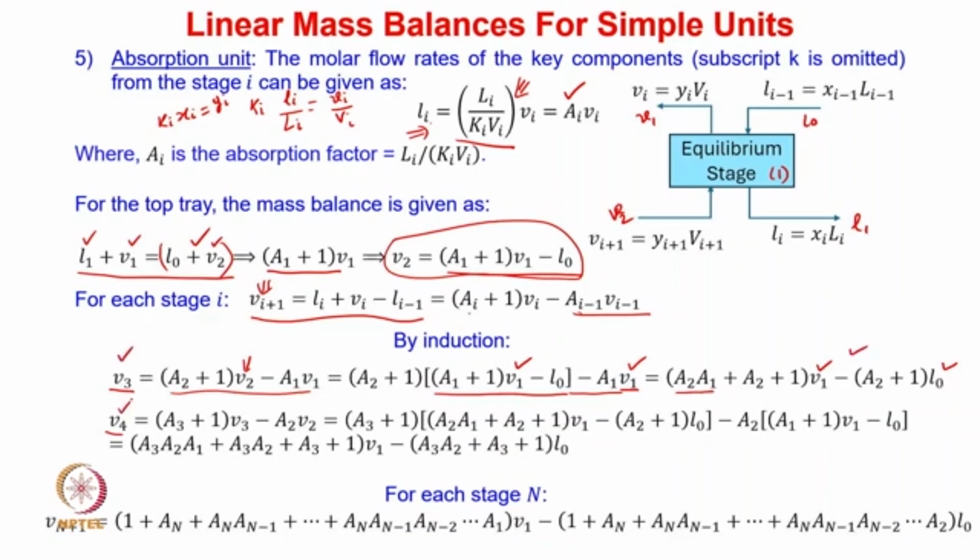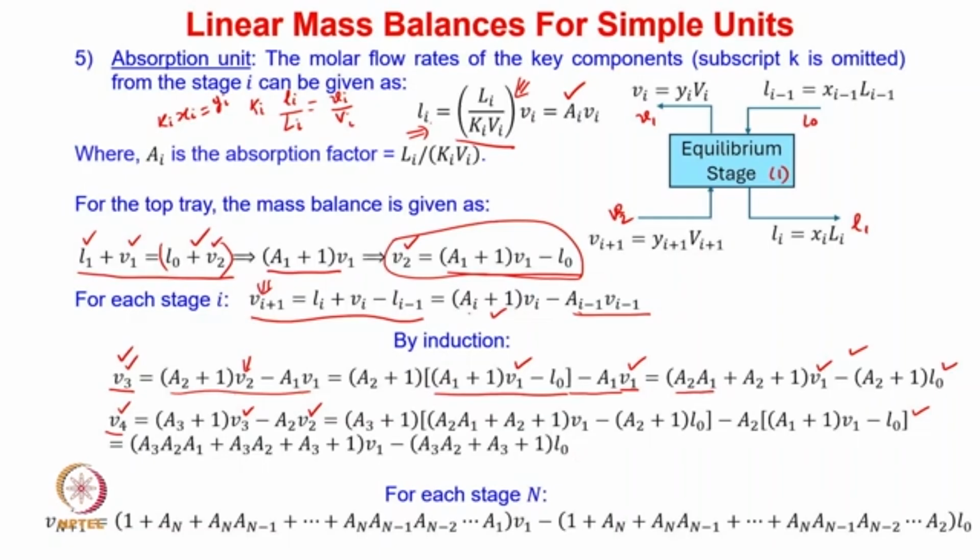Similarly we can write down for V4, again the expression from the starting expression. So that will be A3 plus 1 into V3 minus A2 into V2. Now this V3 we can replace by the V3 which we have obtained here, and this V2 we can replace by this V2. So we can put those here, and further simplifying what we get is V4 is given as A3 A2 A1 plus A3 A2 plus A3 plus 1 into V1 minus A3 A2 plus A3 plus 1 into L naught. So you can see that for all the variables V1, V2, V3, V4, we can write down the expression by induction.